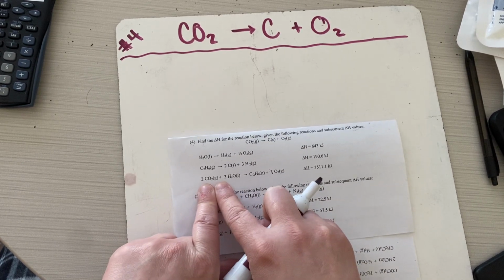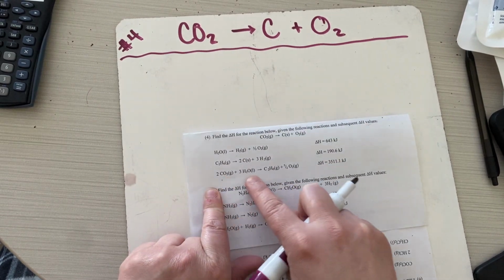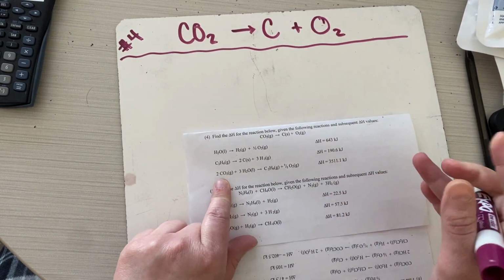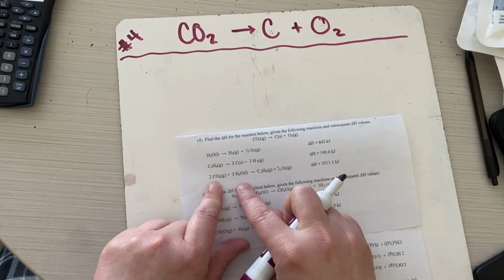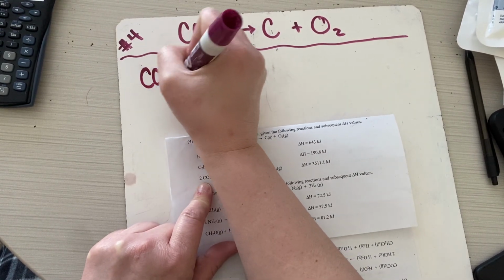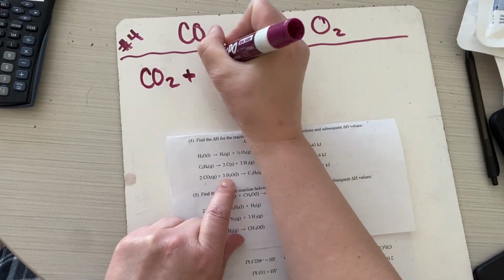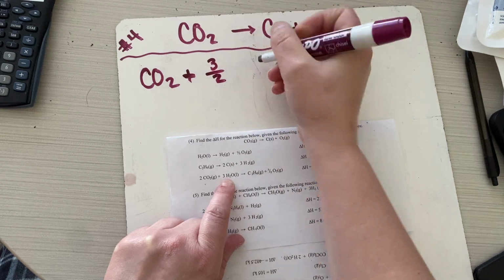Now I do not need 2 CO2 because I only have 1 up here. So I'm going to multiply everything by half or divide everything by 2, however you want to say it. So I'm going to start with CO2 plus half of 3, which is 3/2 H2O.